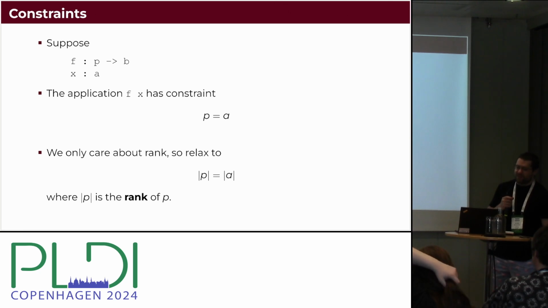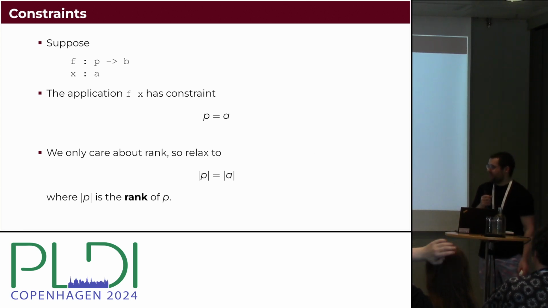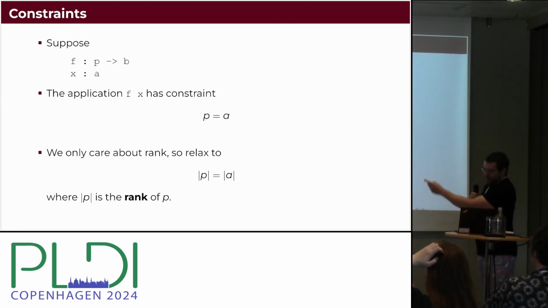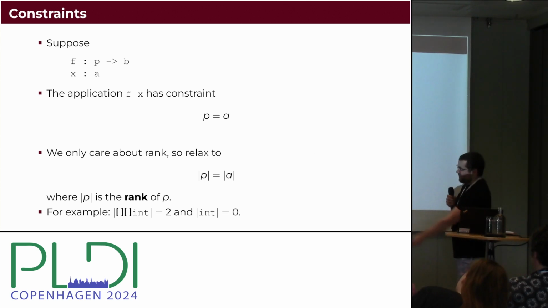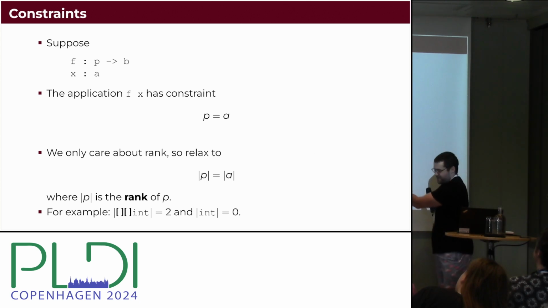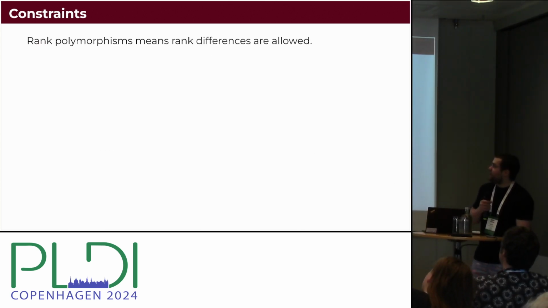We only care about rank, of course, so we relax this requirement to say that the rank of P has to equal the rank of A. And this double bar notation just means the rank, or the number of dimensions that the thing has. So just as an example, this is the type of matrix, so dimension, integer. So it's a matrix of integers, and of course that has rank 2. And just integers is a scalar, it has rank 0.